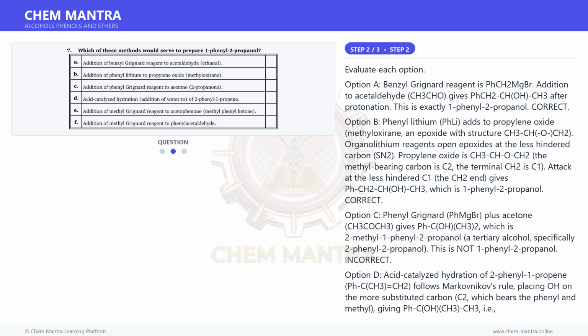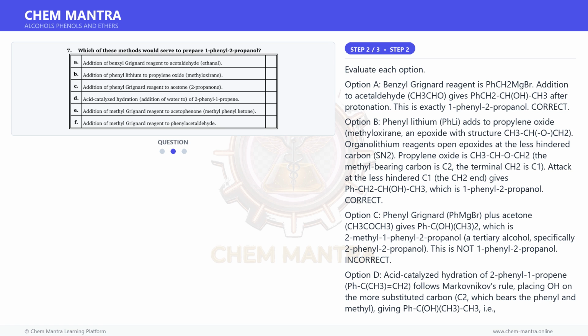Incorrect. Option E, methyl Grignard, CH3MgBr plus acetophenone, PhCOCH3, gives PhC(CH3)2OH, which is 2-phenyl-2-propanol, tertiary. This is not 1-phenyl-2-propanol. Incorrect.